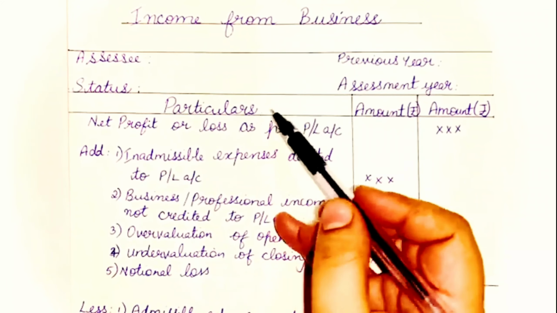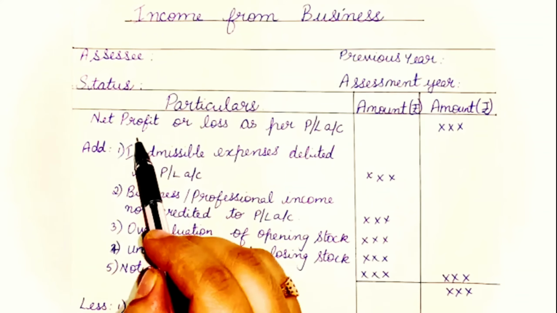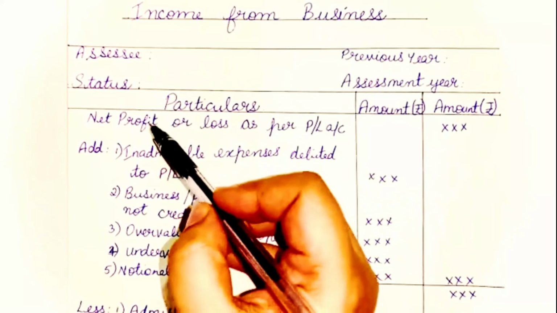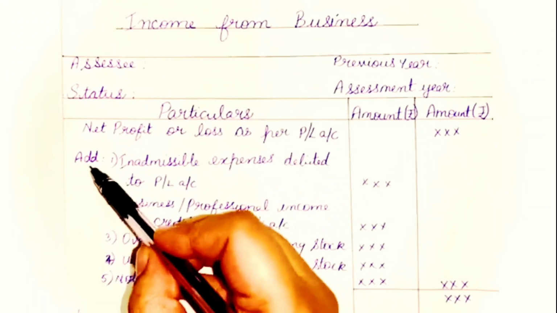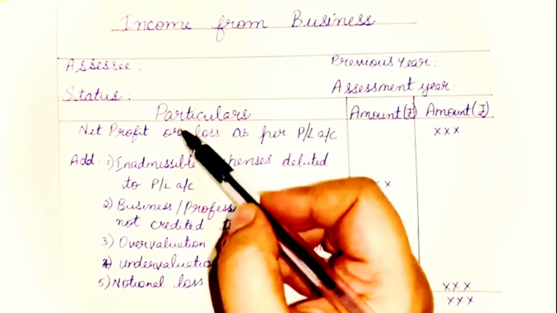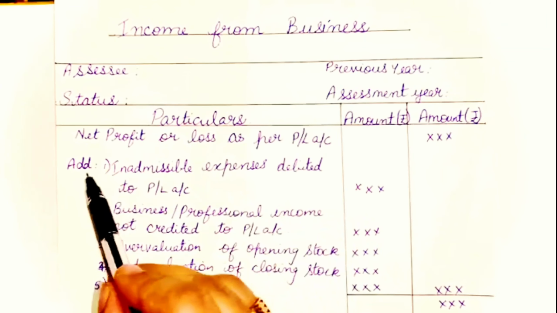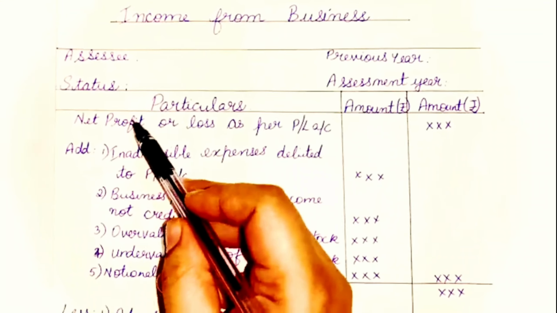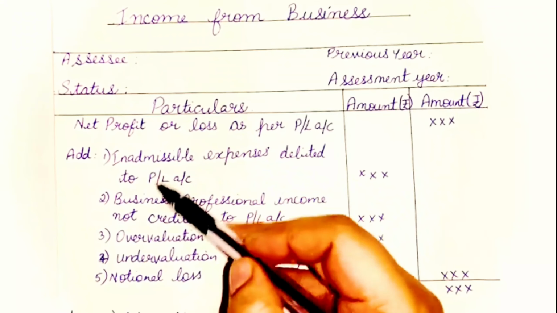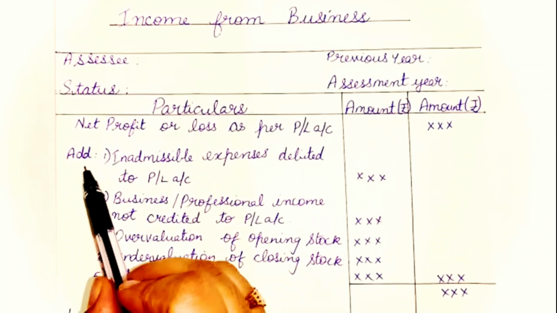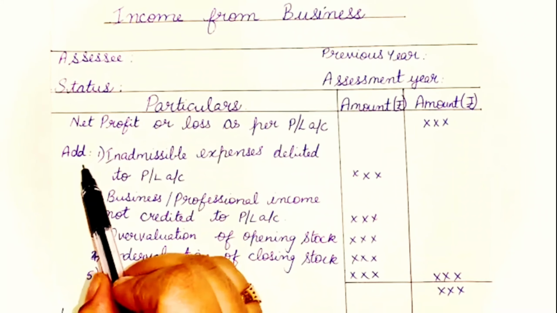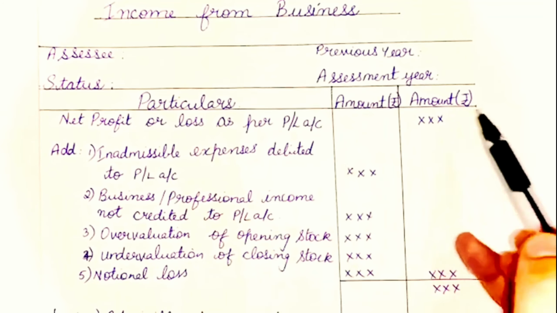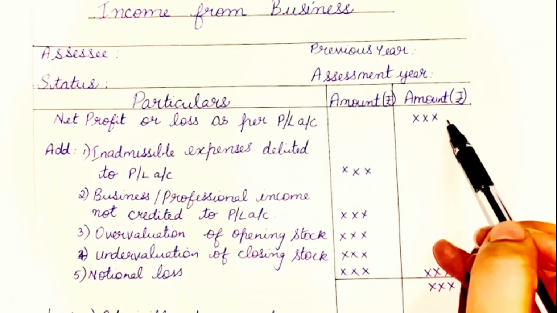Now under particulars, the first item you will write is either net profits or net loss, whatever is given in the profit and loss account. Now, if it is net profits, it will be add inadmissible expenses. On the other hand, if it is net loss, it will become less inadmissible expenses. So whatever has to be added in the case of net profits, in the case of net loss, it will become the opposite. Like inadmissible expenses over here will come over here as less. Now, net profits or net loss as per P&L account has to be written in the outer column.